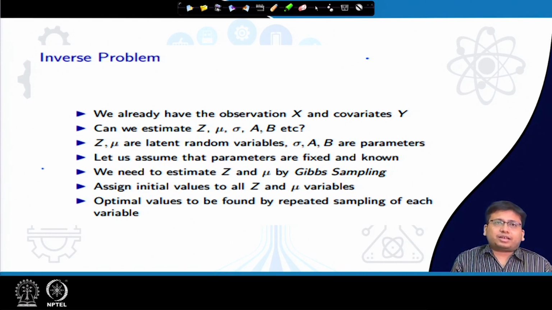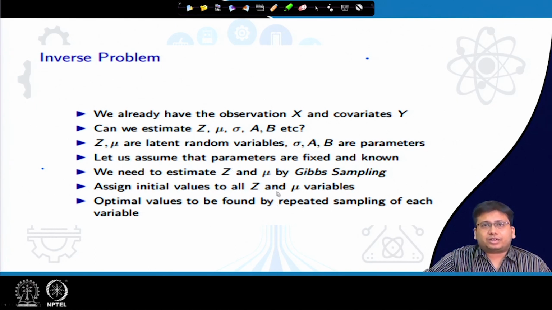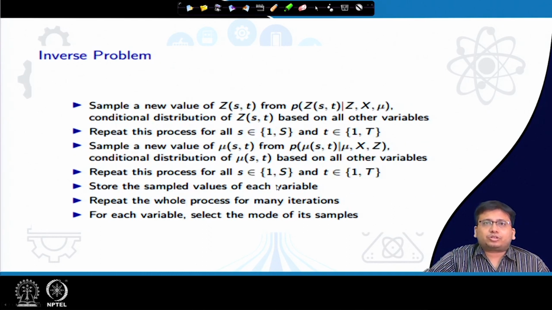The process is as follows: you assign initial values to all the variables, and the optimal values are found by repeatedly sampling each of the variables, keeping the others constant. So, z is a collection of variables at different locations and different time points. So, you can focus on one location, sample its values, keeping all the other z's constant. Then you sample the value of z at a different location, again keeping all the others constant, and so on. So, that is the process of Gibbs sampling.